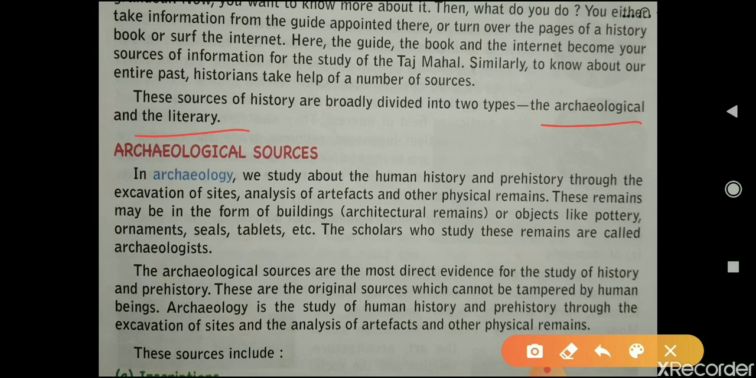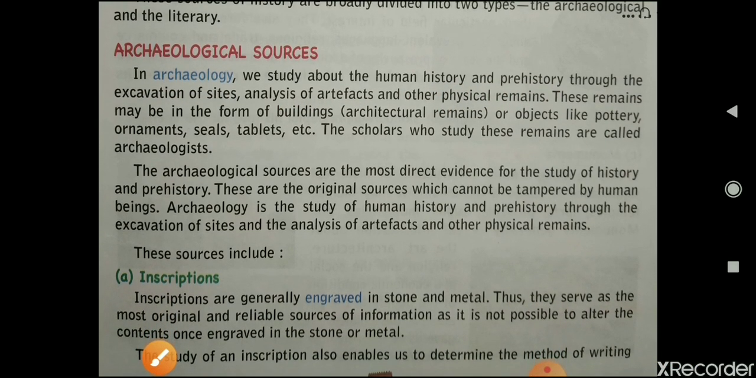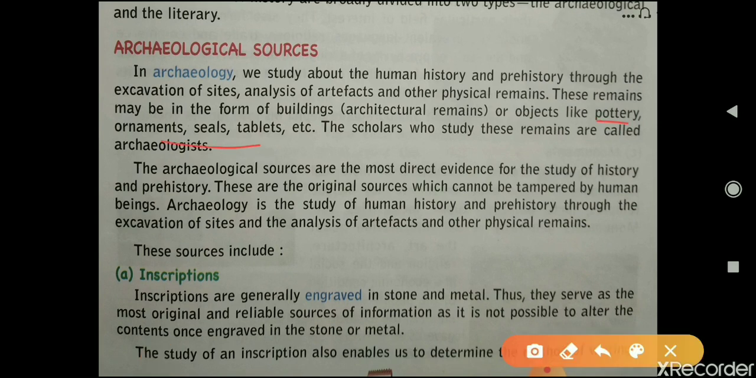In archaeology, we study about human history and prehistory through excavation of sites, analysis of artifacts and other physical remains. These remains may be in the form of buildings or objects like pottery, ornaments, seals, tablets, etc. And the scholars who study these remains are known as archaeologists.